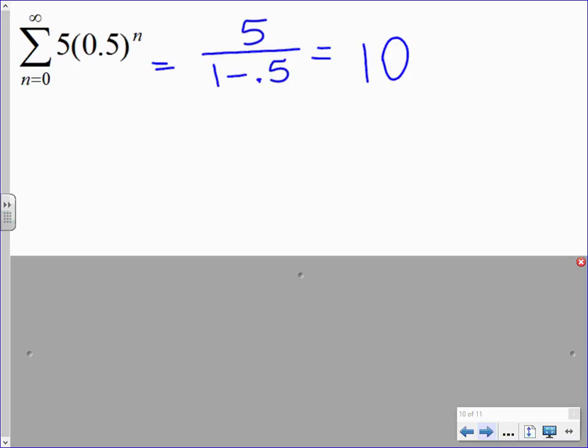Mine says 0 underneath the sigma. That's just a starting point, because it's starting at 0 instead of 1. You're going to see that. Sometimes you'll see geometric series start at 1. Sometimes you'll see them at 0.